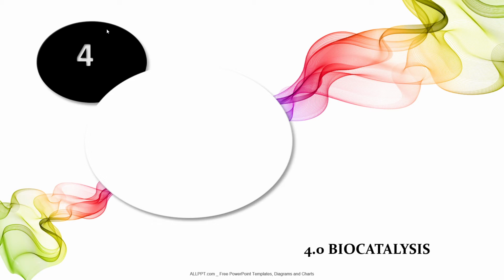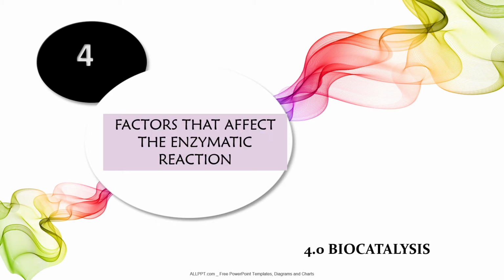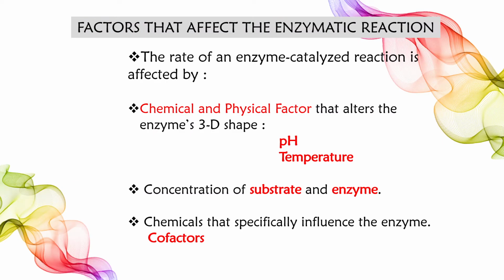Let's take a look at factors that affect the enzymatic reaction. The rate of an enzyme catalyzed reaction is affected by chemical and physical factors. pH, temperature, concentrations of substrate, and concentrations of enzyme are factors that affect the enzymatic reaction. The rate of an enzyme catalyzed reaction is also affected by cofactors, chemicals that specifically influence the enzyme.